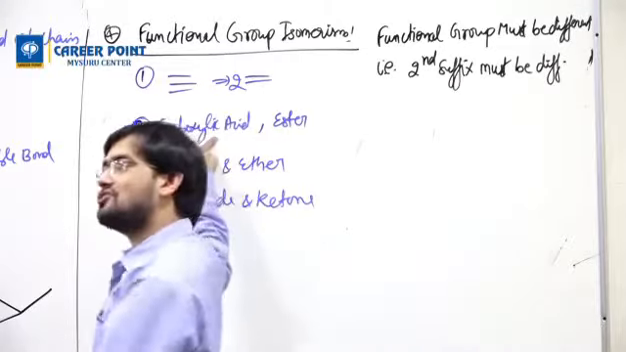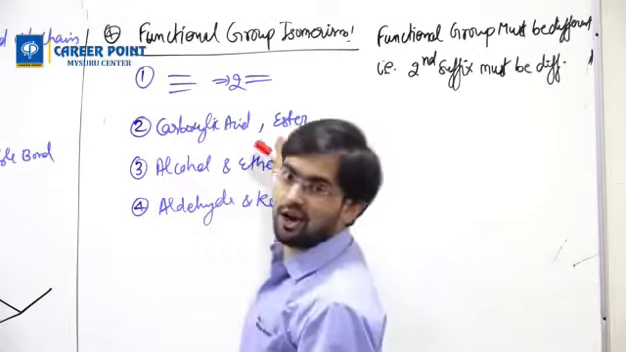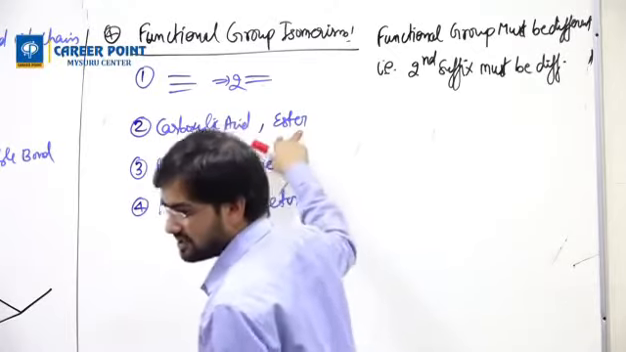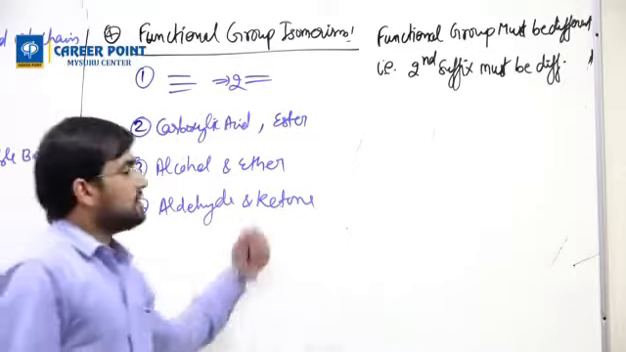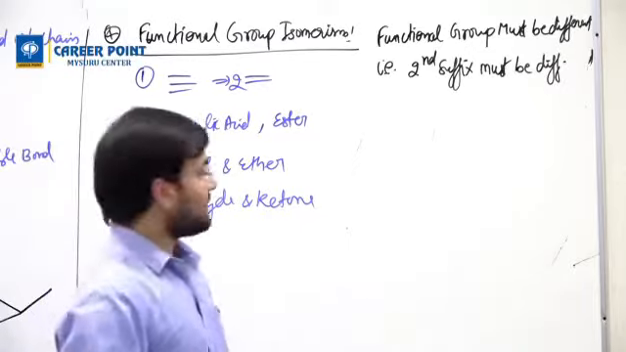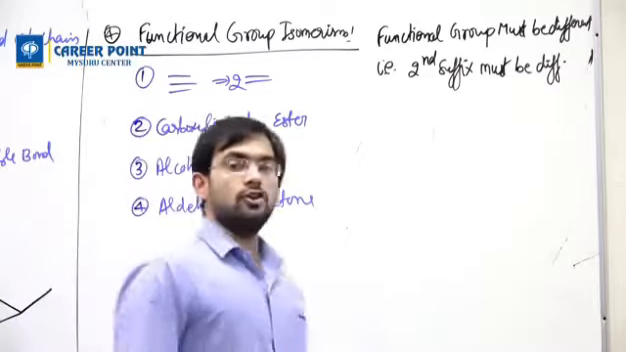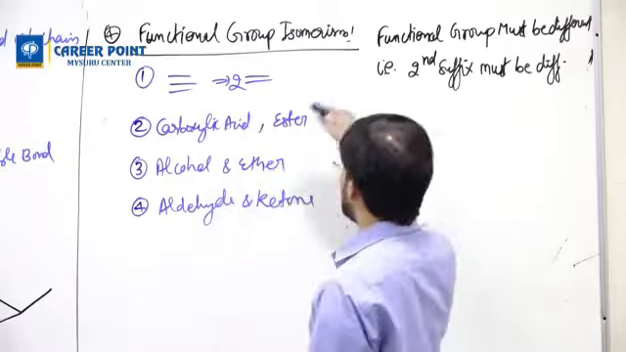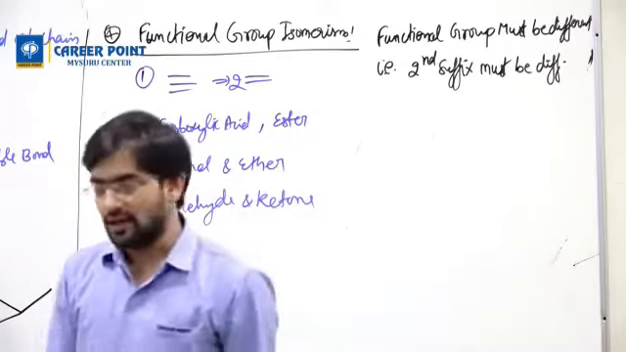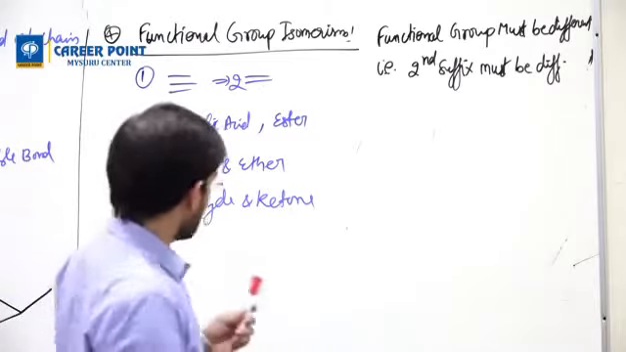Carboxylic acid and ester. Carboxylic acid means you will write oic acid. Ester you will write alkyl alkanoate. Secondary suffix is different. Alcohol you will write ol. Ether you will write alkoxy alkane. Aldehyde you will write al. Ketone you will write one, alkanone. So both have secondary suffix different. To do this, you should have different functional group in the structure, which is important.